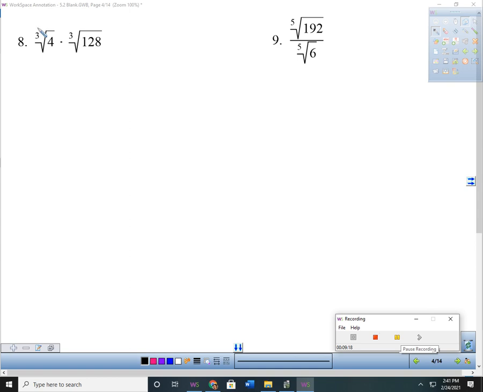So 4 is not a perfect cube. Neither is 128. So I'm going to go ahead and multiply them together, but this time I'm actually not going to write it as a step. I'm just going to multiply them. 4 times 128, that gives me 512. And then the cubed root of 512 is 8.